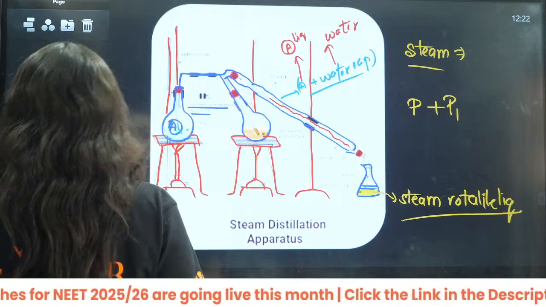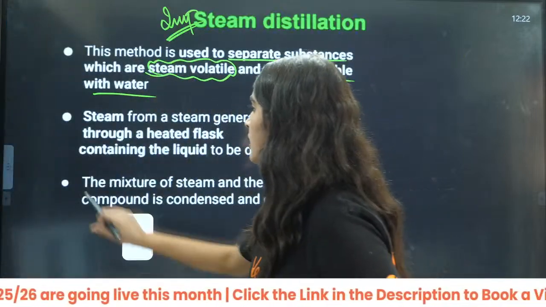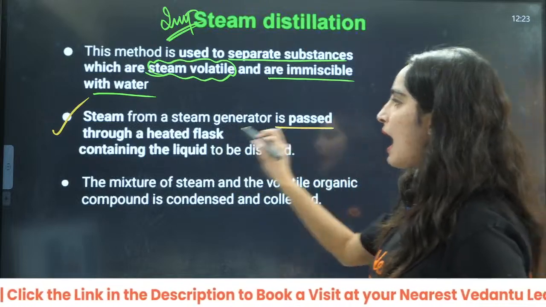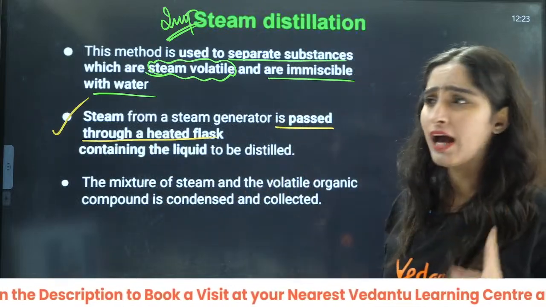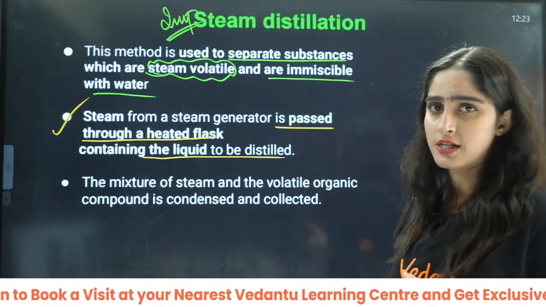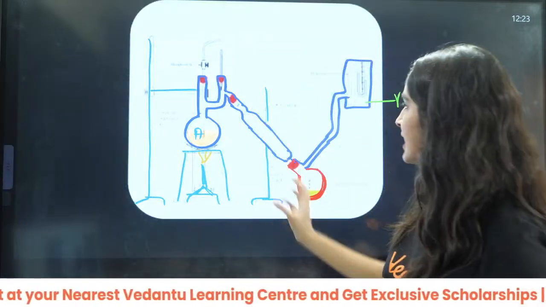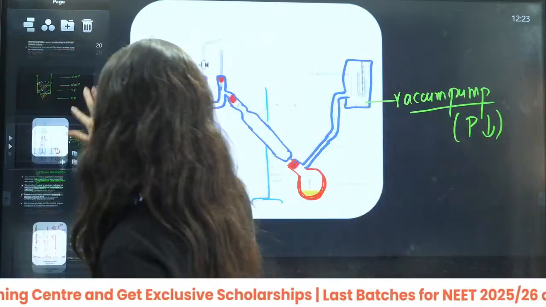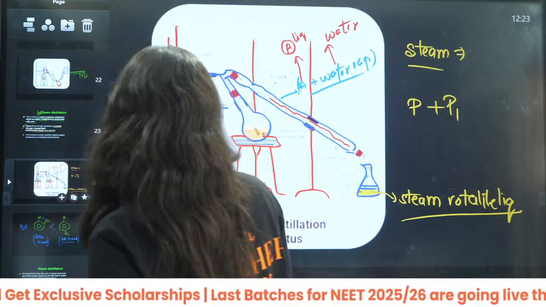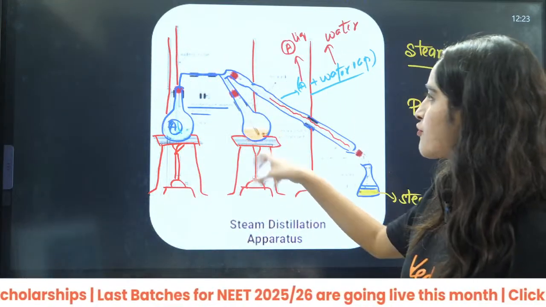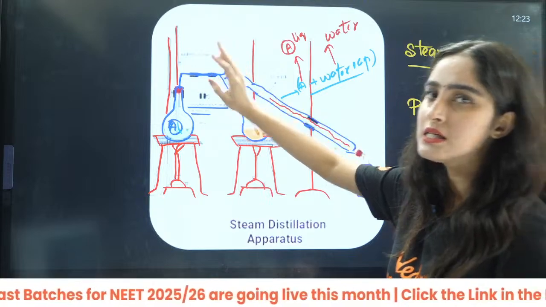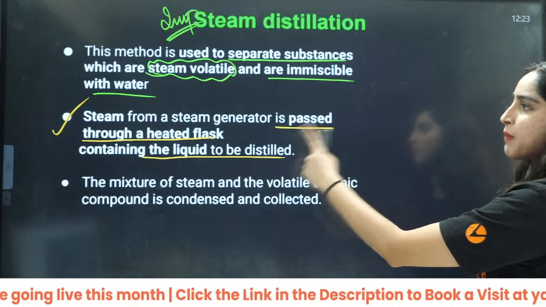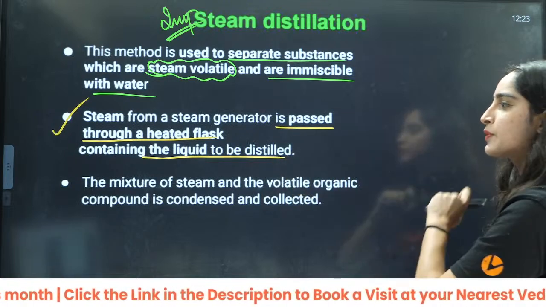Firstly, let us complete all the theory part here. Steam from a steam generator is passed through a heated flask containing the liquid to be distilled. So from a steam generator, we are passing the steam over here, and we are giving the heat.